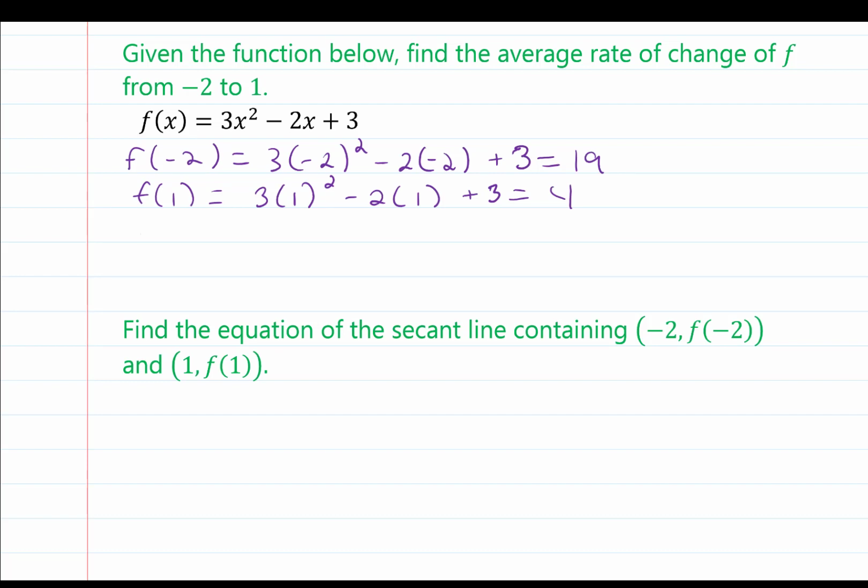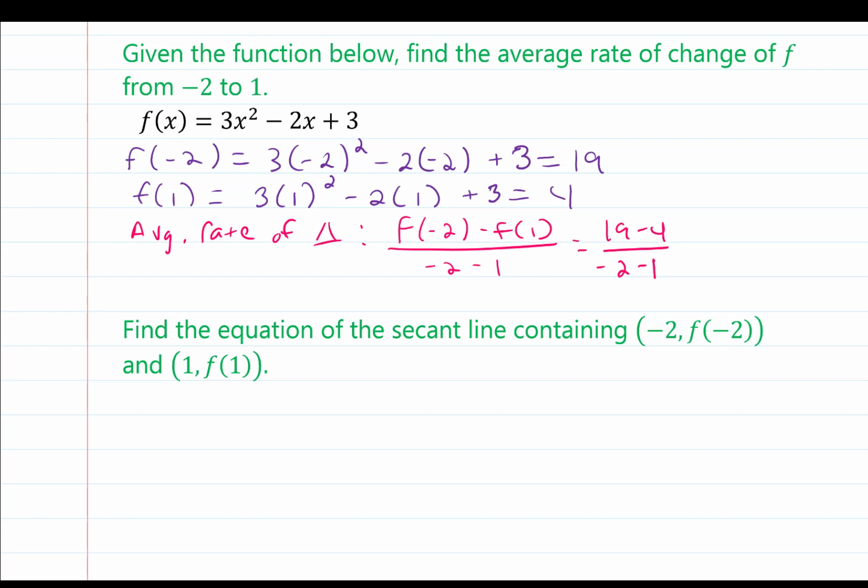We will now use the formula to find the average rate of change. And by the way, that triangle means change. So that would be f of -2 minus f of +1 over -2 minus 1. This gives us 19 minus 4 in the numerator and -2 minus 1 in the denominator. 19 minus 4 is positive 15. -2 minus 1 is -3 to give us a final answer of -5. So the average rate of change is -5.